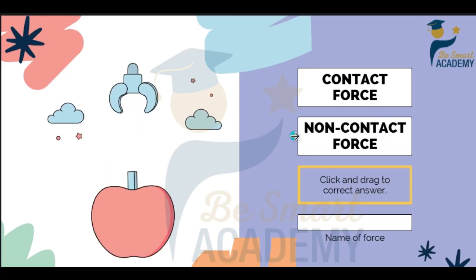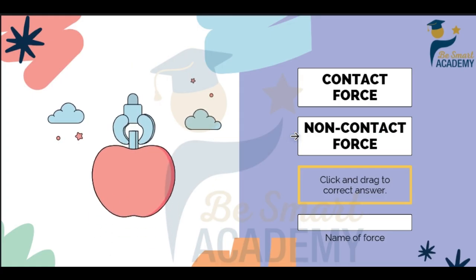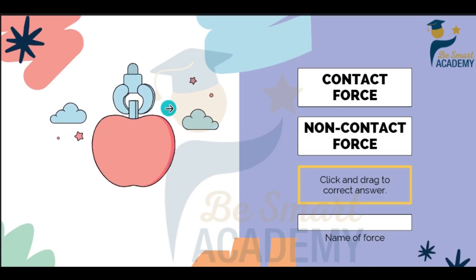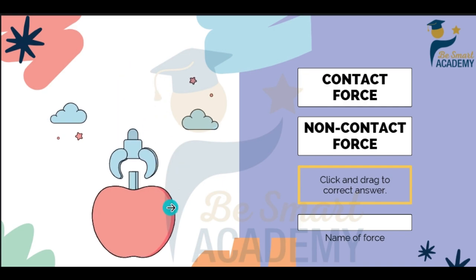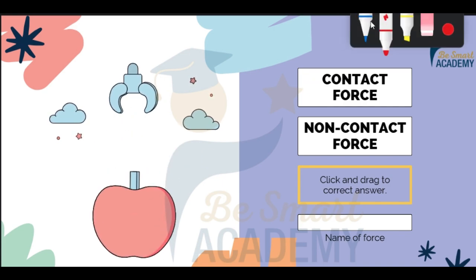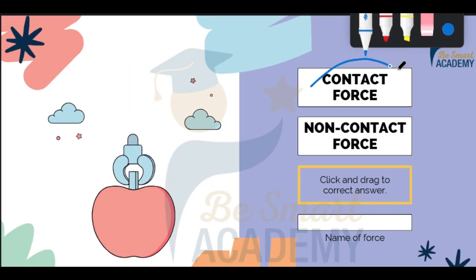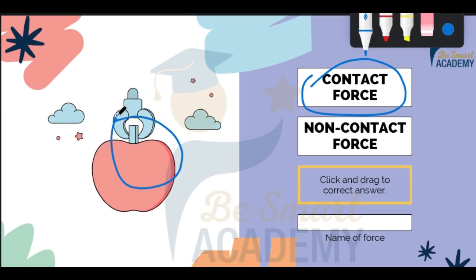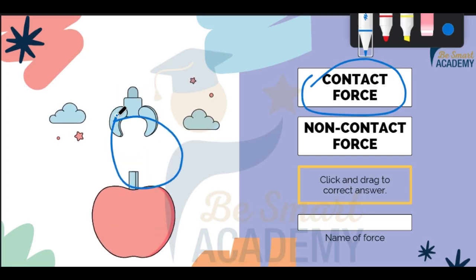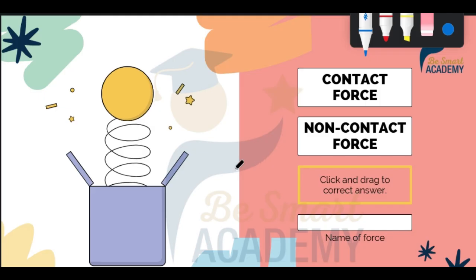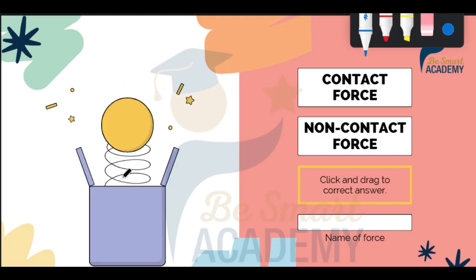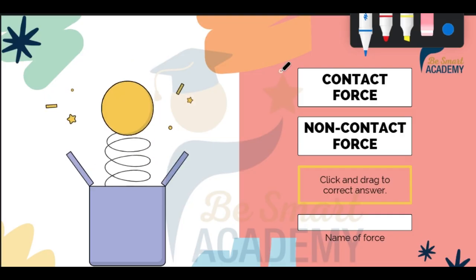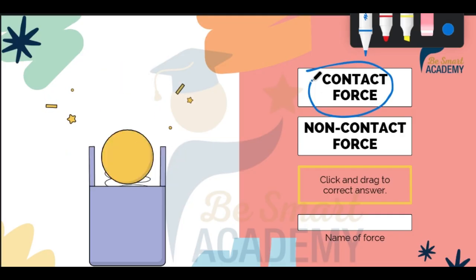Now let's do a tiny activity by classifying things if they are contact force or non-contact force. Like here, pulling this apple, it's happening against the gravity by contact. So we call it a contact force. We are touching it to pull it up. Here, for example, the ball is moving by connecting it to the spring. So also here, it's contact force.